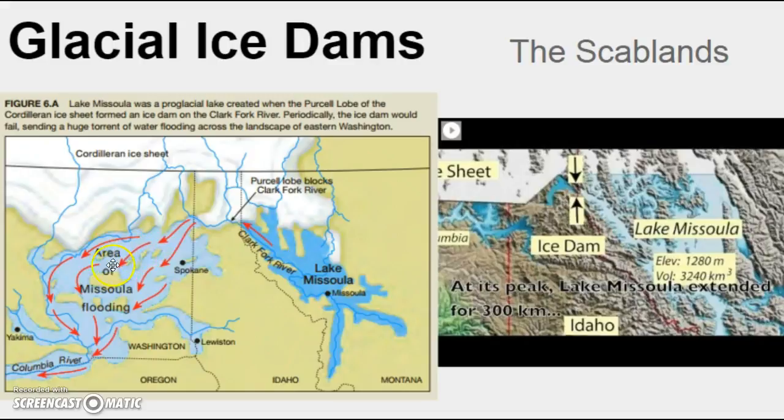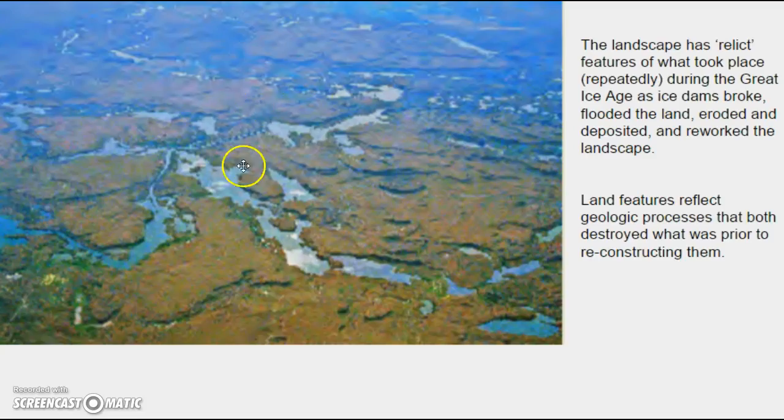And so here's a video that illustrates that. I'm not going to show it right now, but it left a landscape. And the only geologic story to this landscape was called a relic feature of what took place during the Great Ice Age. When the ice dams broke, it flooded the land, eroded and deposited, and reworked the landscape. So land features reflect the geologic processes that both destroyed what was there before and reconstructed it into what we see today.